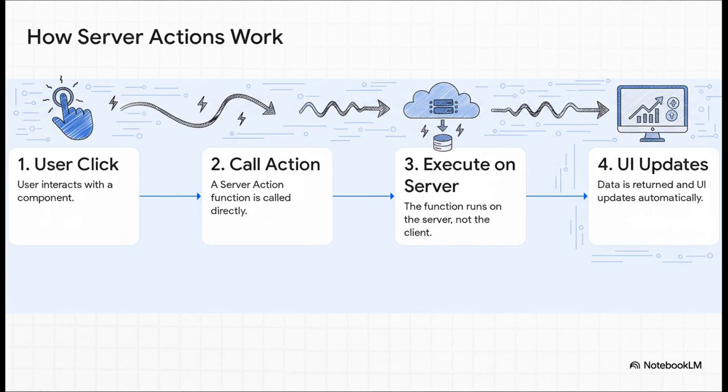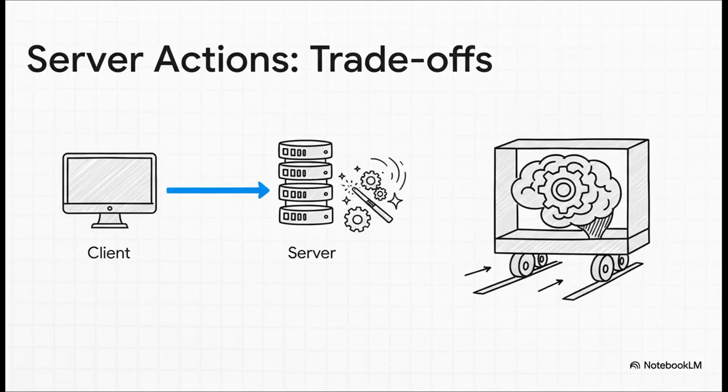Our user clicks a button, that click calls an async function that has a little use server tag at the top. That function's code, it executes on the server. Maybe it talks to your database. And when it's done, your UI on the client just updates. The most important part here is what you didn't have to do. You didn't write an API route. You didn't write a fetch call. It just works. The upside here is huge.